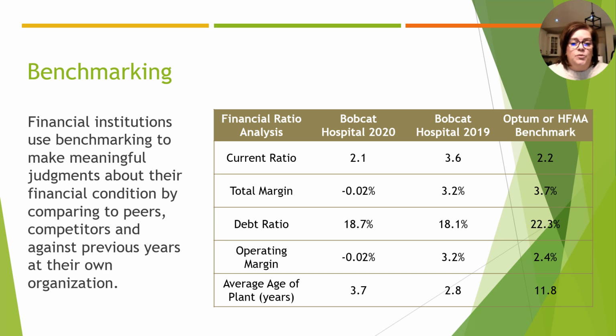Benchmarking, like I said, is where you're going to put yourself up against other organizations. So this is just a few examples of some financial analysis equations that we've learned about this week in our lectures. You'll see that we have the values for Bobcat in 2019 and 2020, and then from Optimum or HPML to benchmark against. And these benchmarks were also included in the Excel file that was provided for this project.